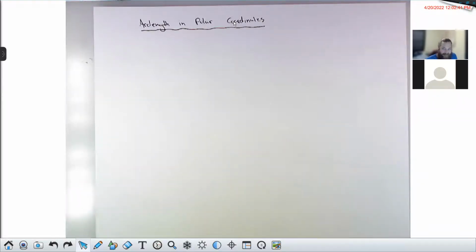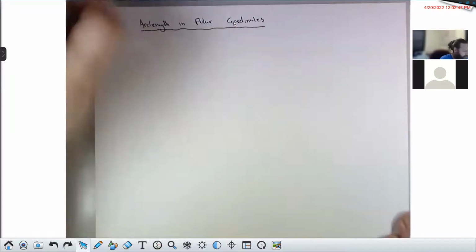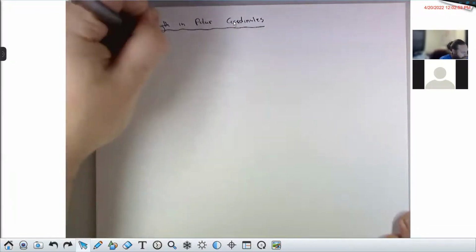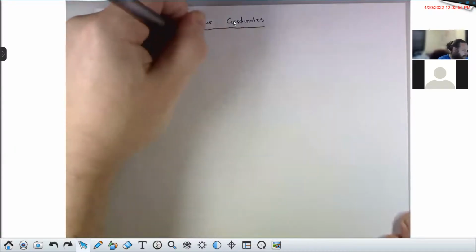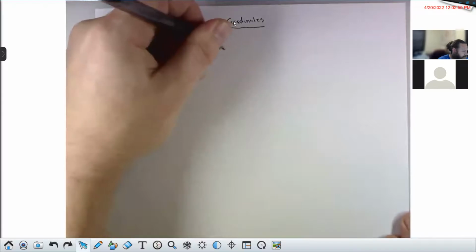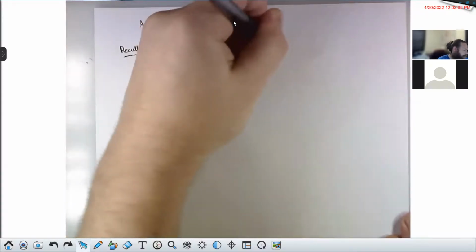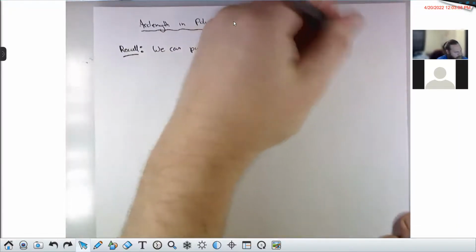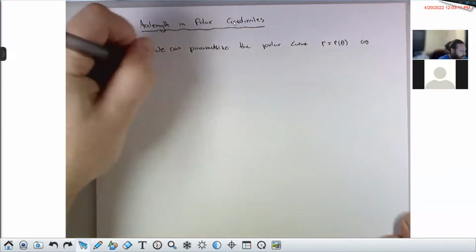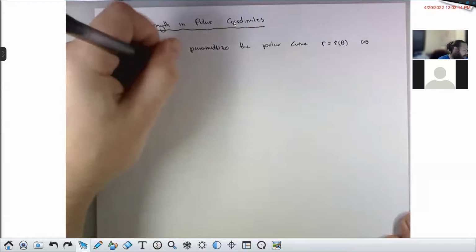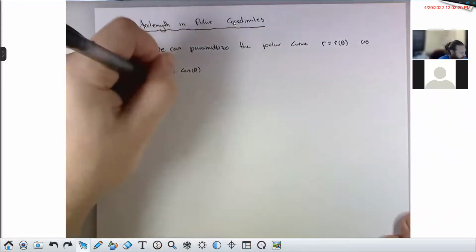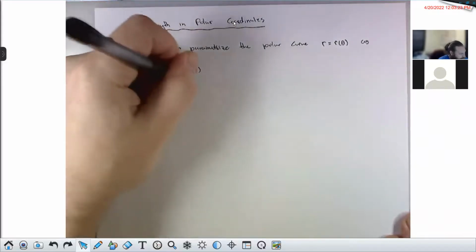When we talked about tangents in polar coordinates, the thing that really allowed us to get the job done is that we can parameterize the polar curve r equals r of theta as x equals r of theta times cos theta and y equals r of theta times sine of theta.